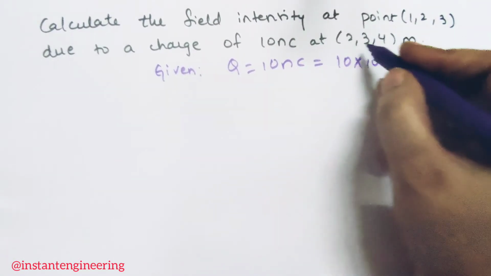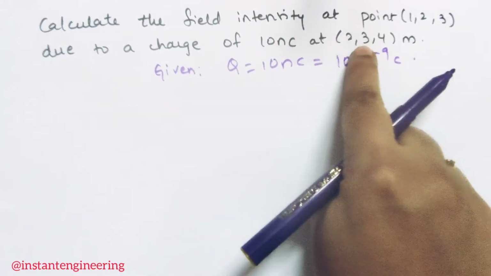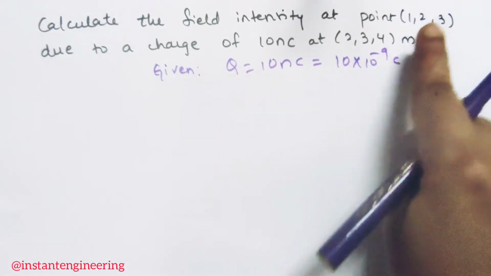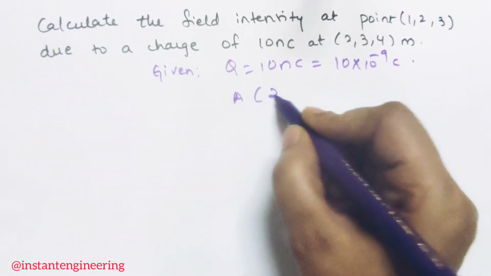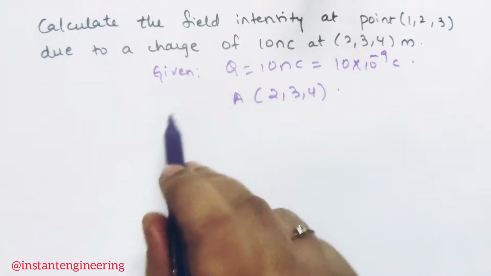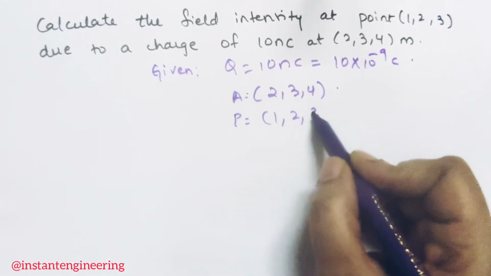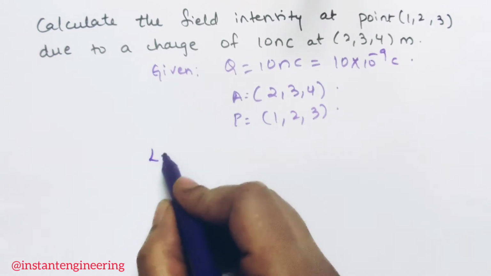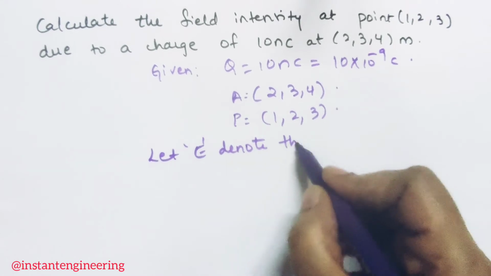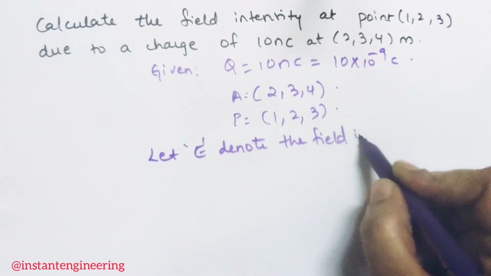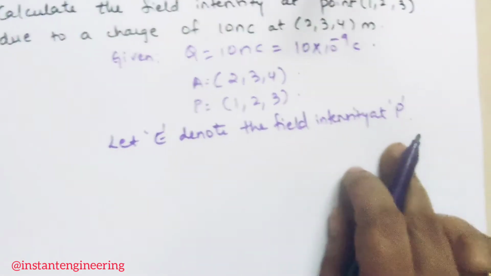So this we are considering as A. Where he is giving you the charge, at which point, that point is considered as A, not this one. Remember this. This is a mistake we generally make. So A point is 2, 3, 4, and the point P is 1, 2, 3. So we'll let E denote the field intensity at P, this point P.